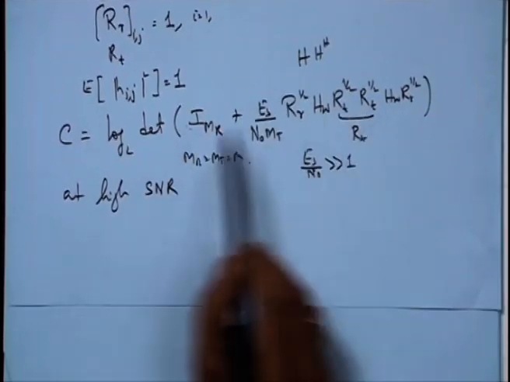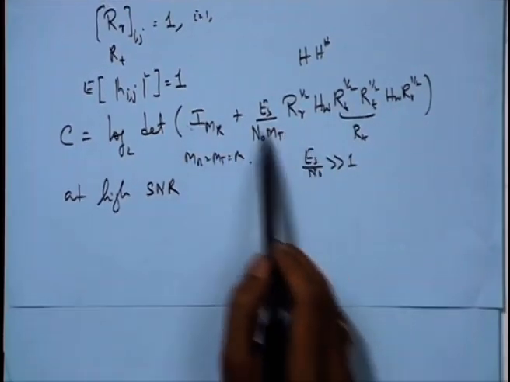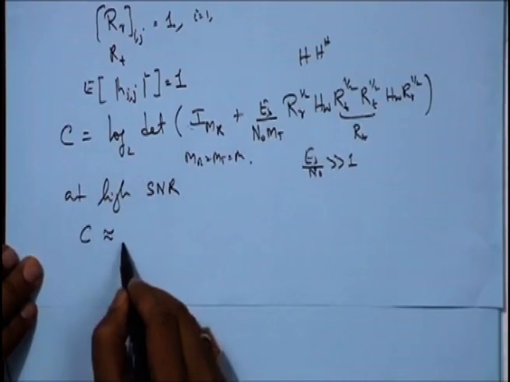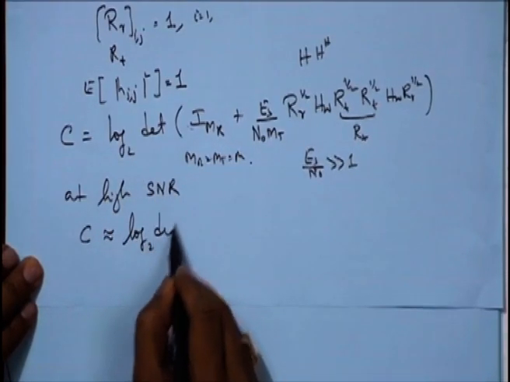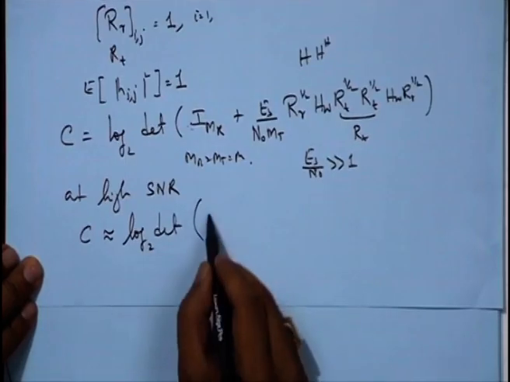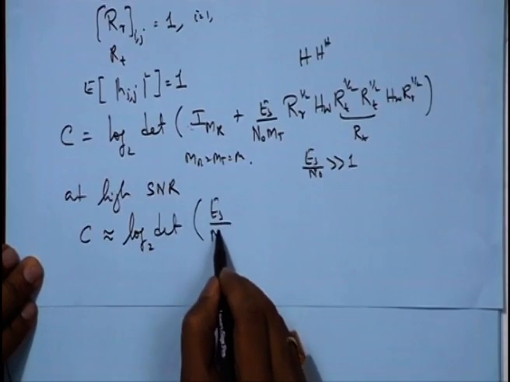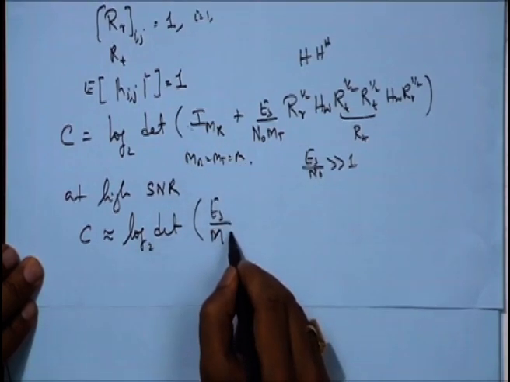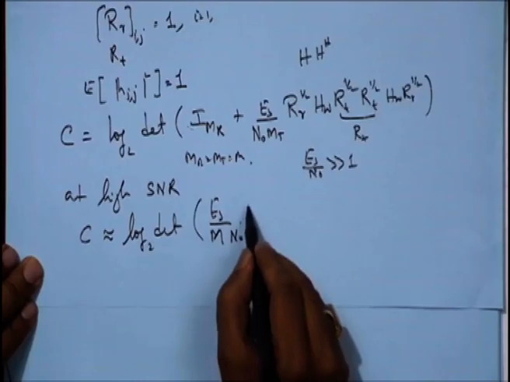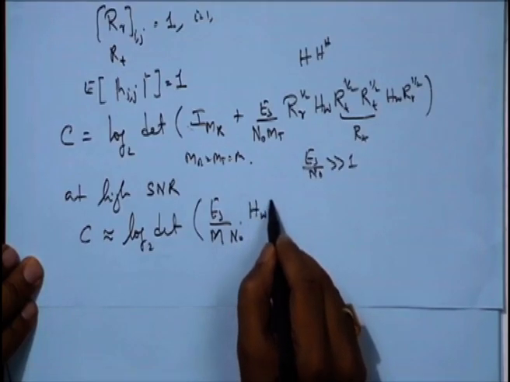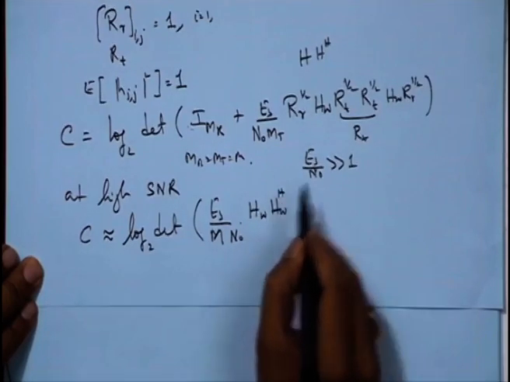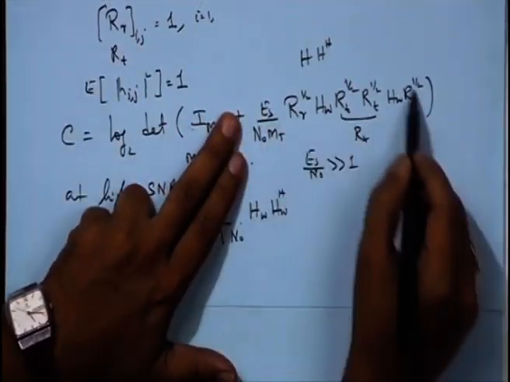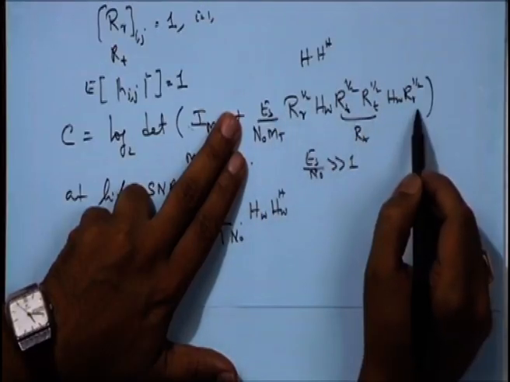So when the right hand side is much more than 1, we could say that 1 can be neglected, and this capacity expression we could approximate to log base 2 determinant of Es by M N0. We had said MT equals MR equals M. So Es by M N0 times HW Hermitian. Now we do not have the identity term, so we are having log determinant of these things.